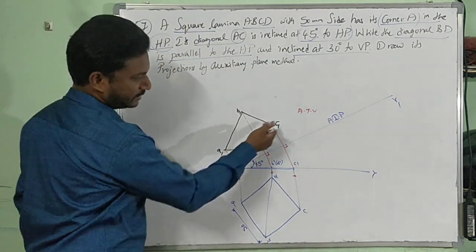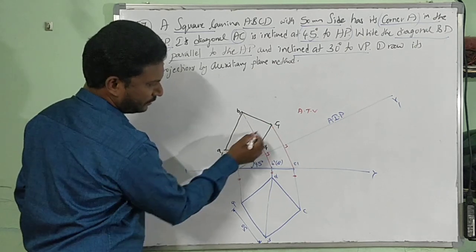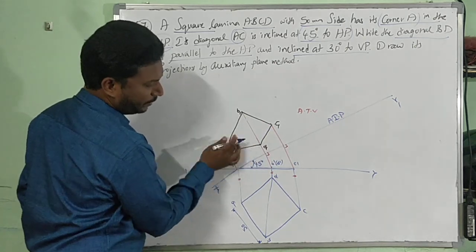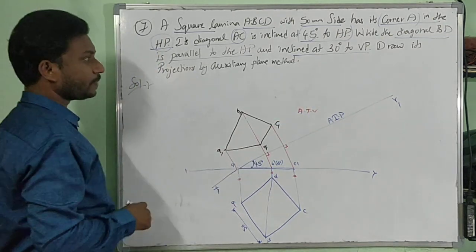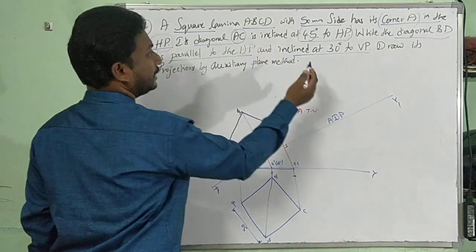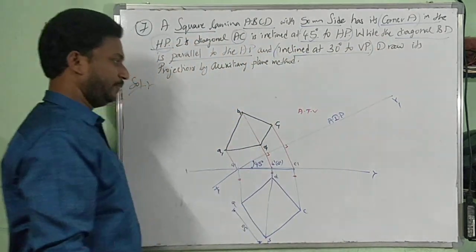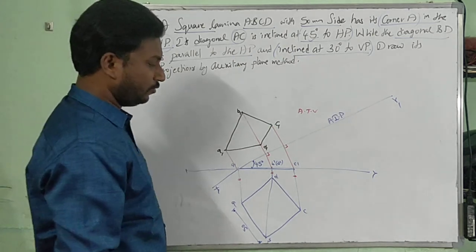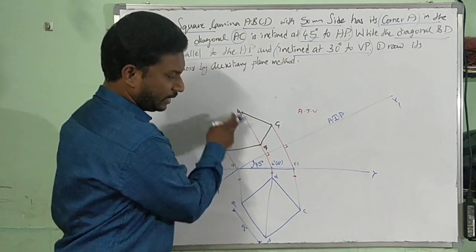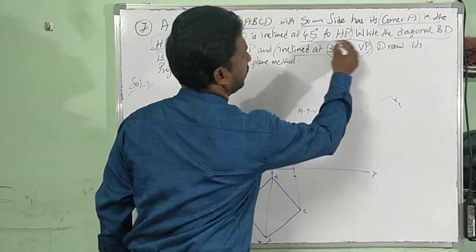Right, this diagonal AC. After drawing, if you compare and try to draw a line here, that will be parallel to X1, Y1, which is at an angle of 45 degrees. Now, after that, another diagonal BD is inclined at 30 degrees to VP. 30 degrees to VP means diagonal BD. Whatever diagonal BD you have drawn here, for that BD you have to draw 30 degrees to VP.